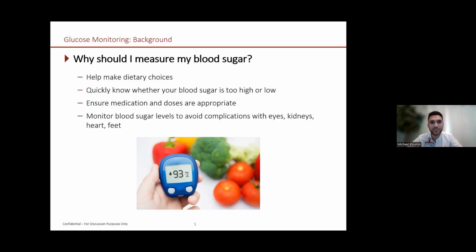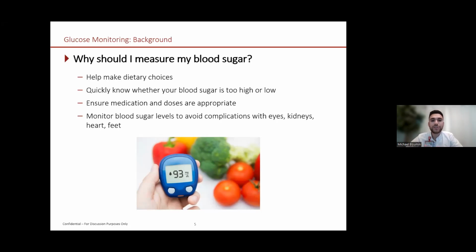Also, by measuring our blood sugar, we can quickly know whether it's too high or too low, especially low blood sugar. It's something you really want to know immediately if that's something you're experiencing. It also ensures that our medication and doses are appropriate. As someone that helps patients choose regimens and adjust those regimens, it's really hard to make any informed decisions without data. And the real data that we need to look at is blood sugar data.